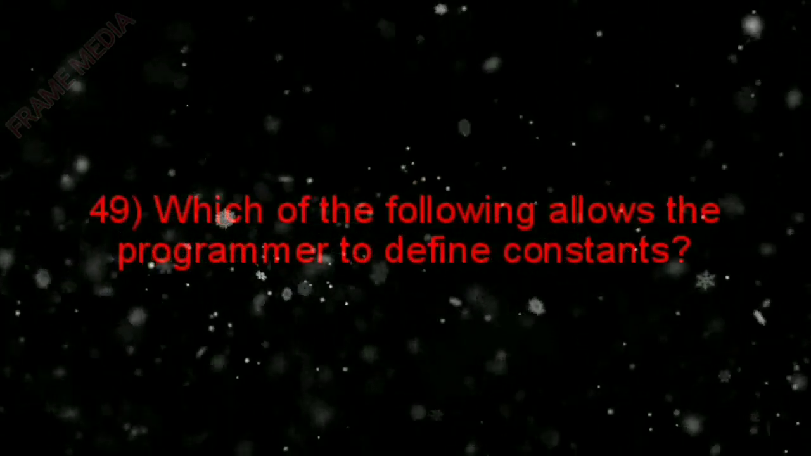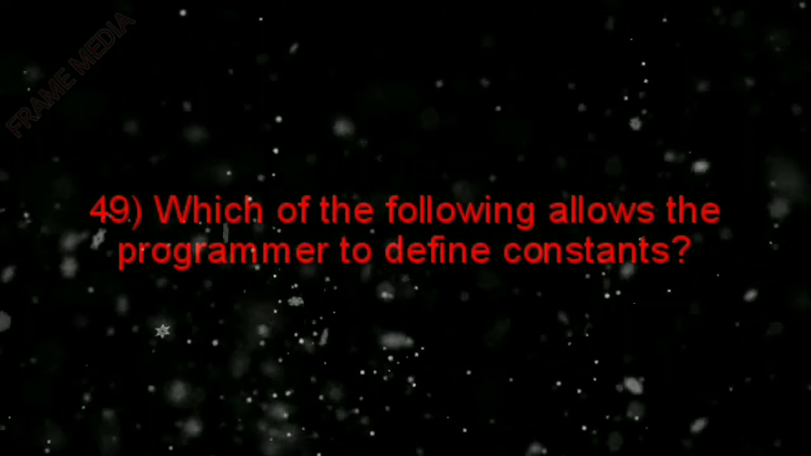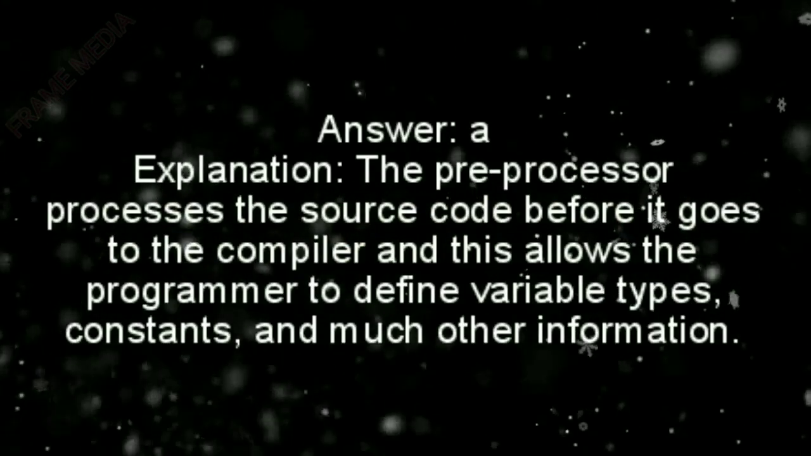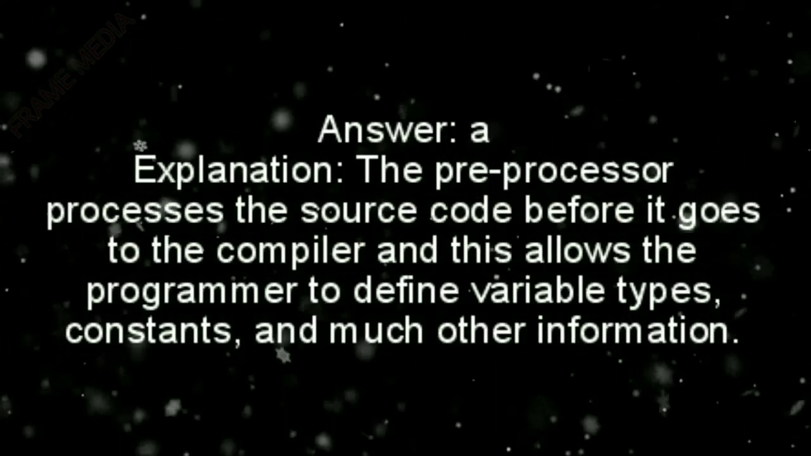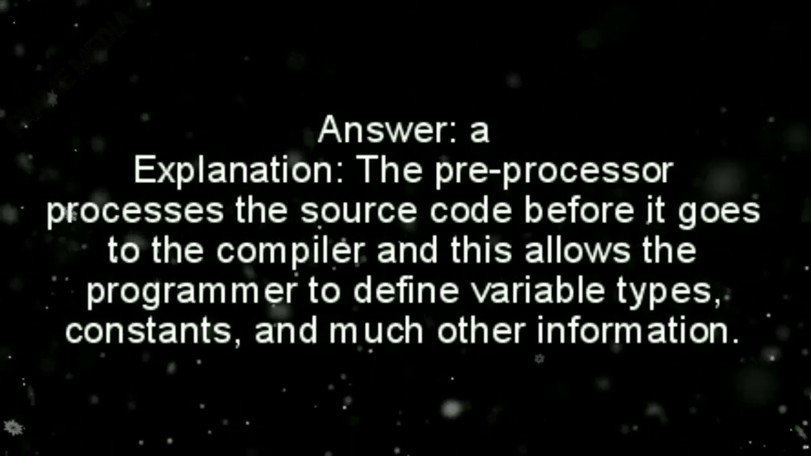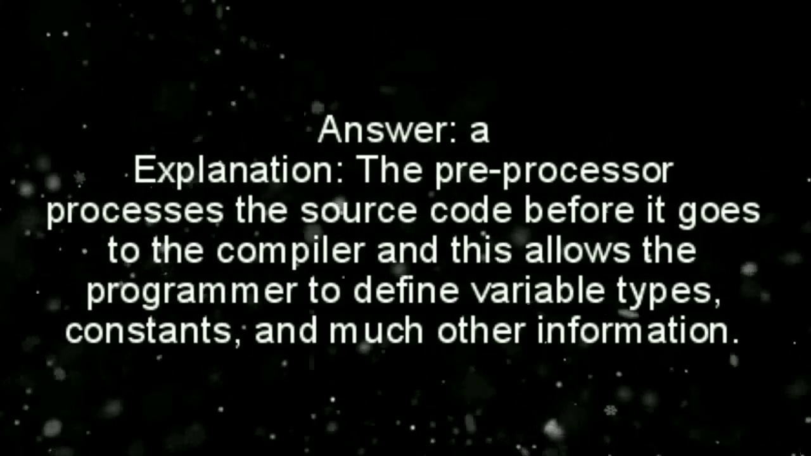Question number 49. Which of the following allows the programmer to define constants? The preprocessor processes the source code before it goes to the compiler, and this allows the programmer to define variable types, constants, and much other information.